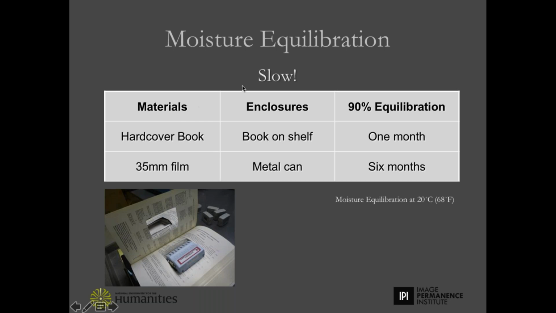So this is a little bit of data from a research grant that we had, where we show that, okay, we have a book on a shelf, it takes a month. A box of photographs, a box of papers is about the same. Film in a can, motion picture film in a can takes 6 months. And we did this by embedding data loggers into the center of objects.